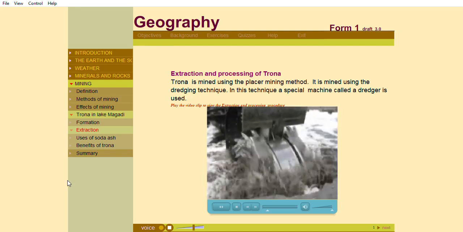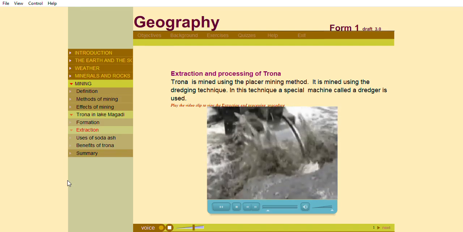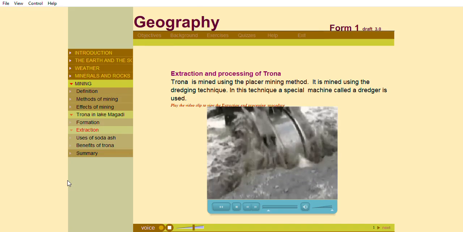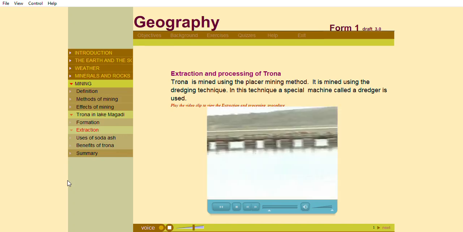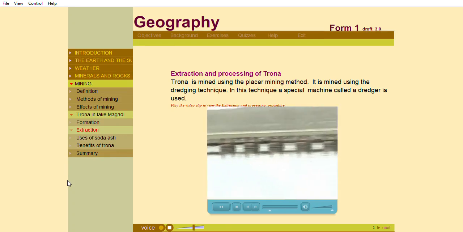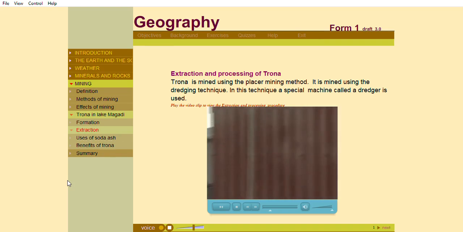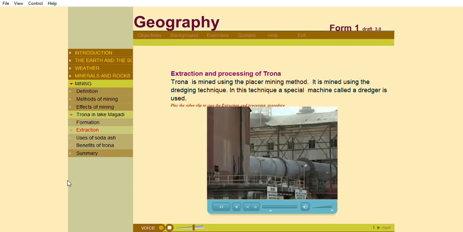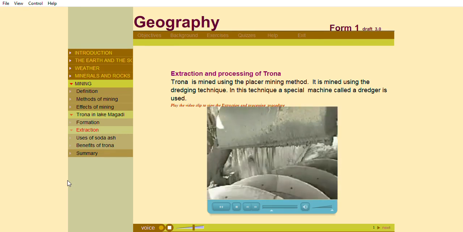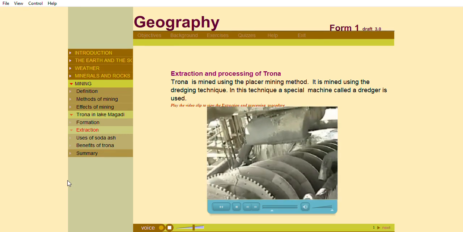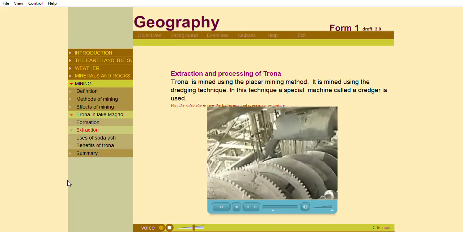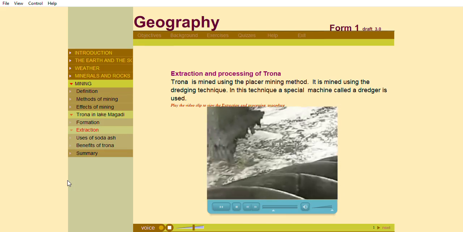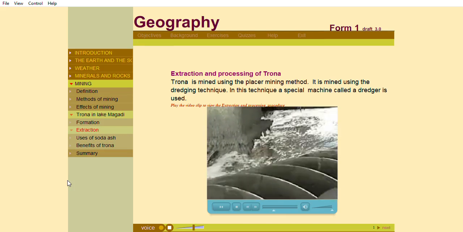Extraction and processing procedure. The dredger scoops the trona from the surface of the lake. The scooped trona is fed into a crusher inside the dredger and mixed with lake water or lake liquor. The mixture is pumped through a pipeline to the factory.